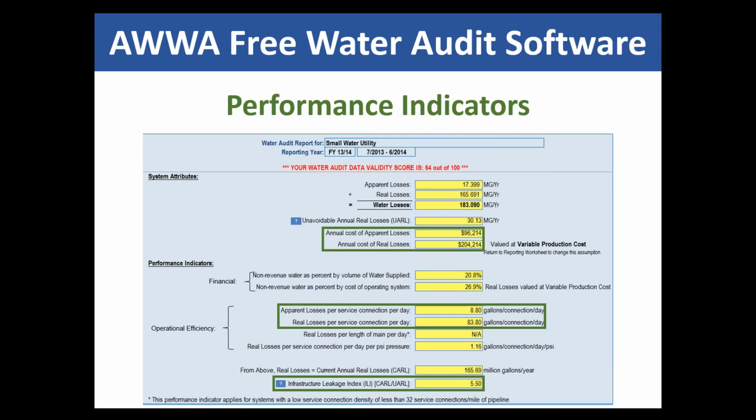Next, what the software does, it looks then at operational performance indicators. And it's working towards normalizing those large volumes. So if you look at the top from the water balance, we've calculated for that system that they're losing 165 million gallons a year. Now, that doesn't mean anything to me. I mean, it's a large volume, but what is it? And how do you compare yourself against another utility with just this one volume?